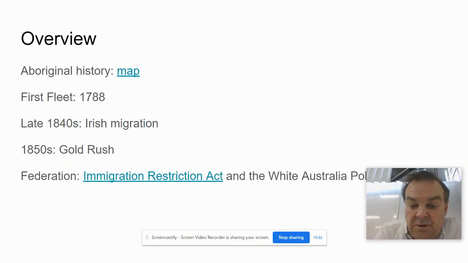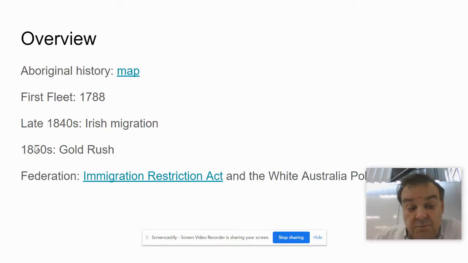So 1 million Irish people die of starvation, and 1 million Irish people migrate from Ireland. Some go to England, some go to the United States, and some come to Australia. It's estimated that about 220,000 Irish people migrated to Australia in the mid to late 1800s. So they actually have quite a large influence on Australia's history.